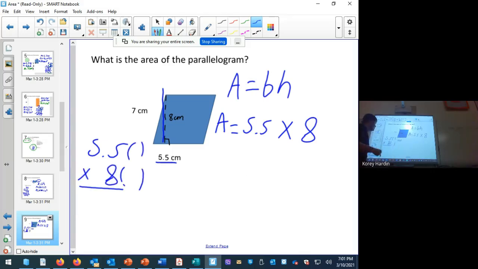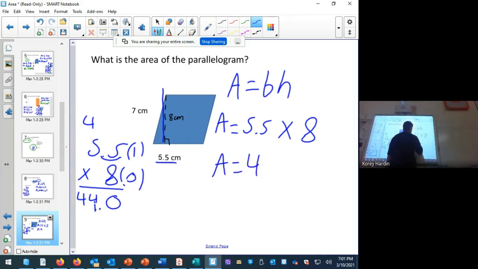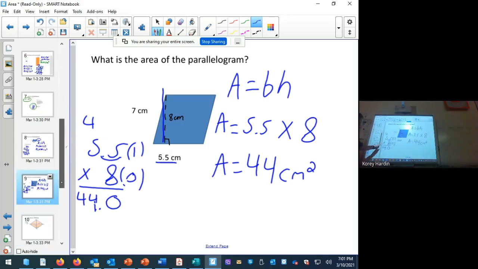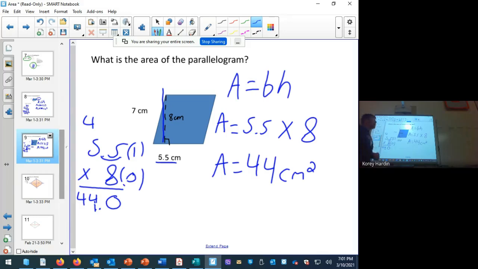8 times 5 is going to be 40. 8 times 5 is once again 40, but I've got 4 more to add on, so 44. Now, move the decimal out once, 0 times, move it back in once. So my answer is going to be 44. All right, then I've got to add centimeters squared. And that is the area of a parallelogram. So make sure you got the right answer copied down on that one.